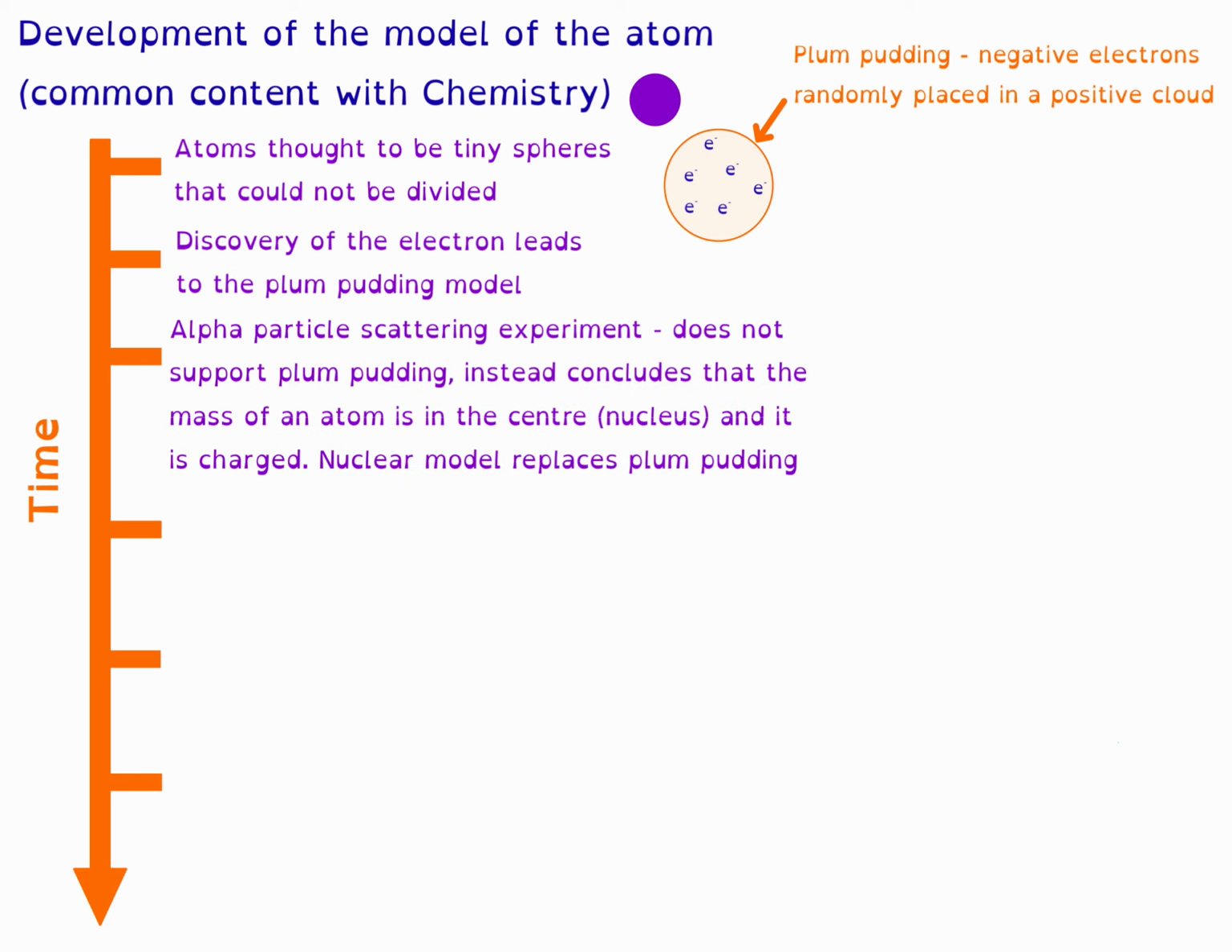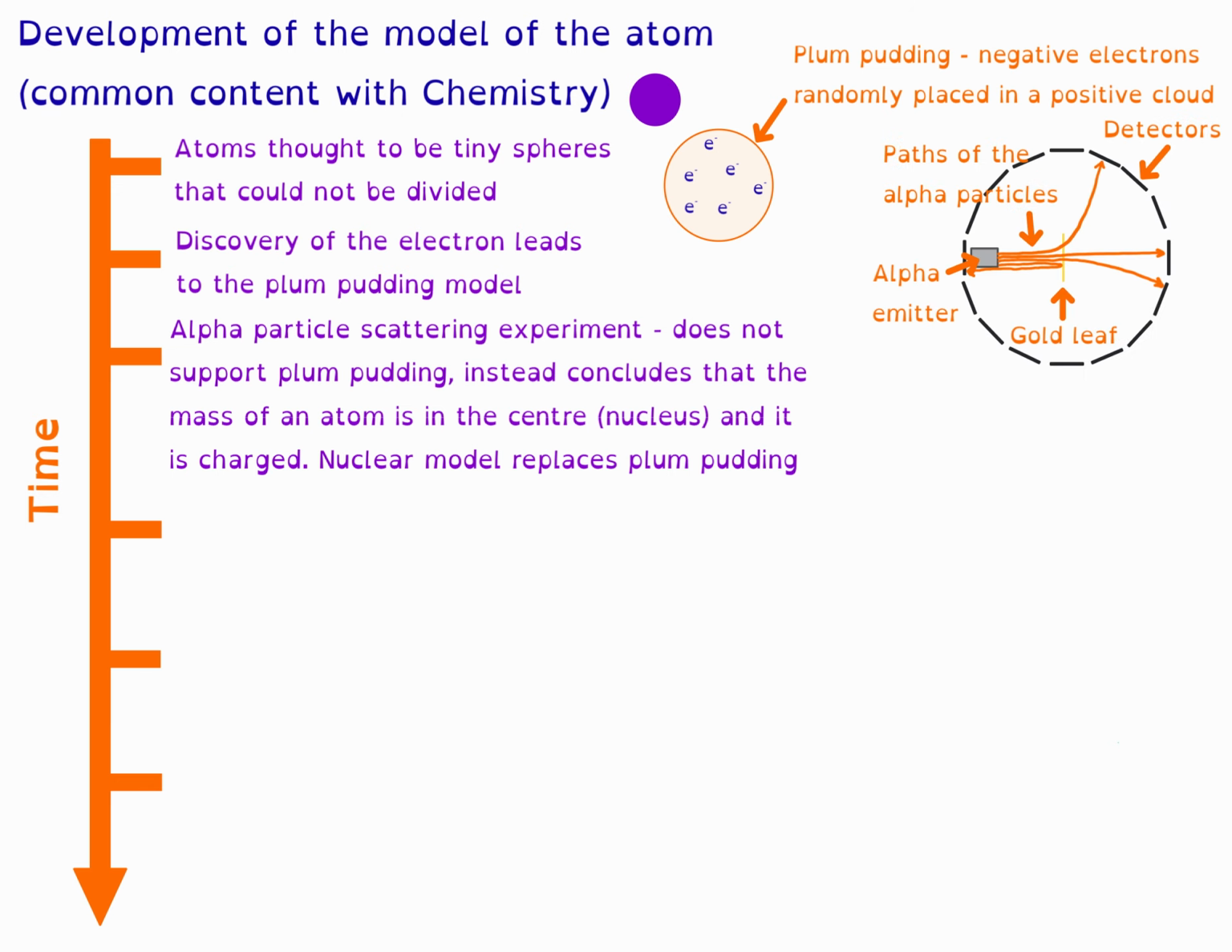Rutherford in 1909 did an alpha scattering experiment where alpha particles were fired at thin gold foil. He was trying to confirm that the plum pudding model was in fact true. Unfortunately, his results led to the conclusion that the plum pudding model could not be the case, and in 1911 he announced his new model, the nuclear model.